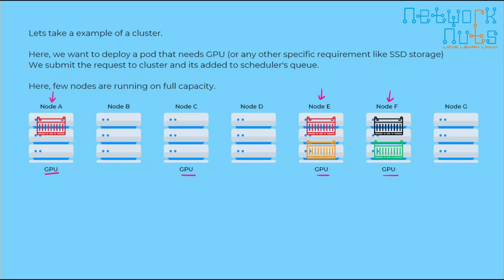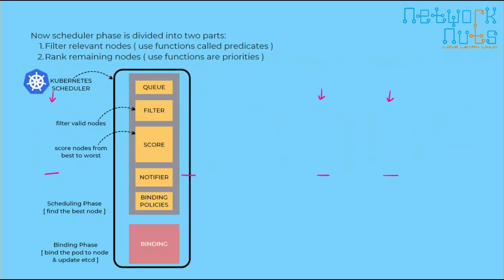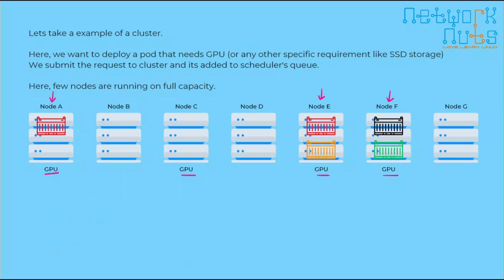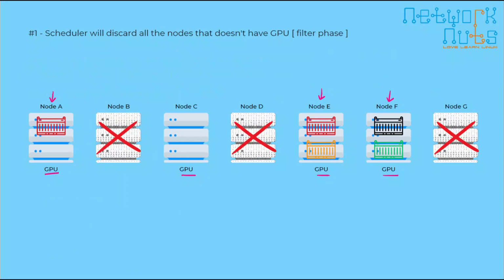Node C is there, which has GPU, but it doesn't have any workload. Wonderful. Now, what happens? The first thing the scheduler does is the filtering, right? Remove the nodes which cannot be used. It will remove those nodes which don't have GPUs, even though they are blank. So the scheduler in the first phase will discard all the nodes that don't have the GPU. That is the filtering phase.